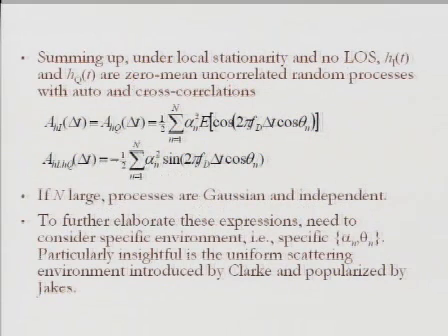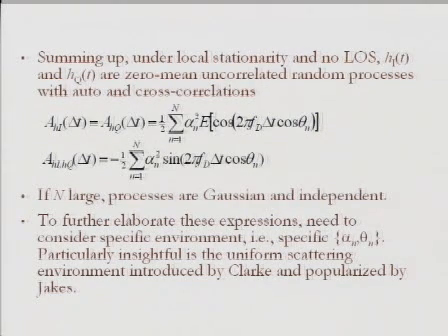Okay, so let's recap what we've seen so far for narrowband channels. We've seen that under local stationarity and with no line of sight component, the in-phase and quadrature components of the fading, h of t, are zero mean and correlated random processes, and we have characterized their auto and cross correlations. We found that the autocorrelation of I equals the autocorrelation of Q, and is given by this function.